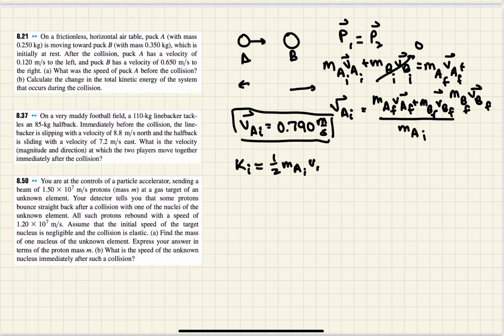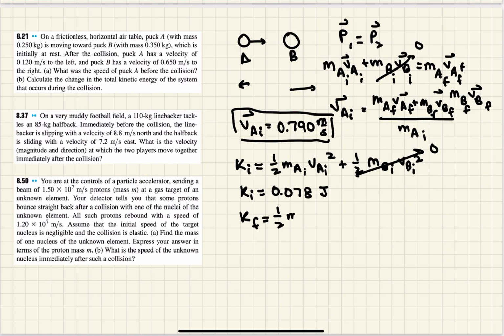That's going to be equal to 1/2 MAI times VAI squared. I'm ignoring the vector sign for now because we just want the magnitude. Kinetic energy is a scalar quantity. And then we also have to add the 1/2 MBI VBI squared. Okay, we actually know all this. This is 0. Good to know. And for MAI, we know that's 0.25. VAI, that's 0.790. We just found that out. And so you can multiply them, square it, you get 0.078 joules.